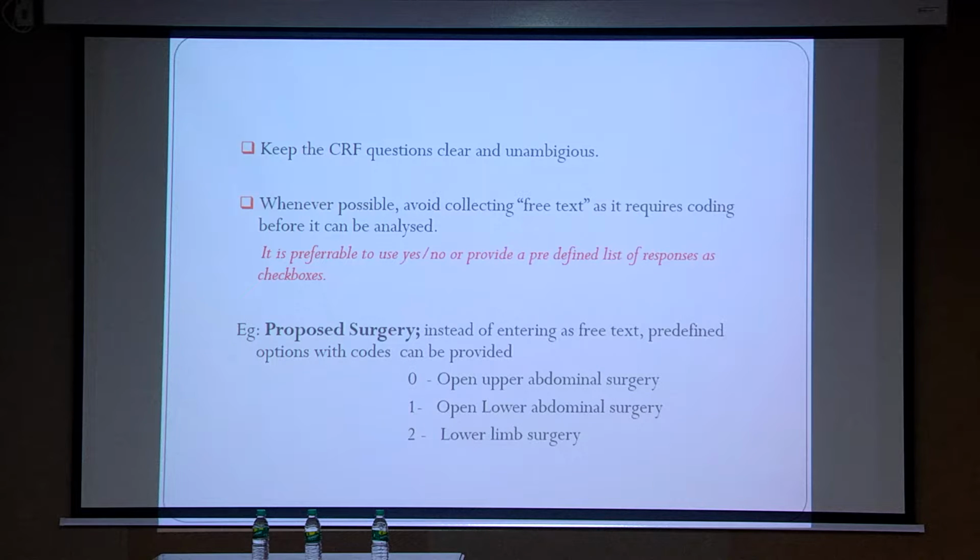For example, instead of putting proposed surgery in the case report form and writing it as inguinal meshplasty or umbilical hernia repair, we can provide options with codes like 0 as open upper abdominal surgery, 1 as open lower abdominal surgery, such that the responses can be marked as codes right at the time of data collection itself.